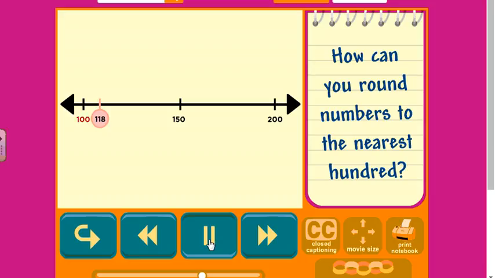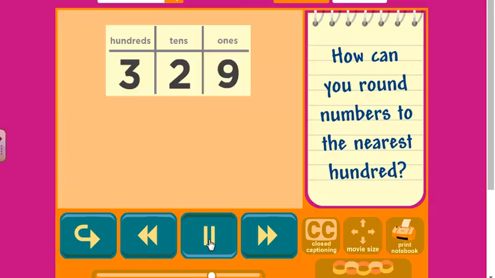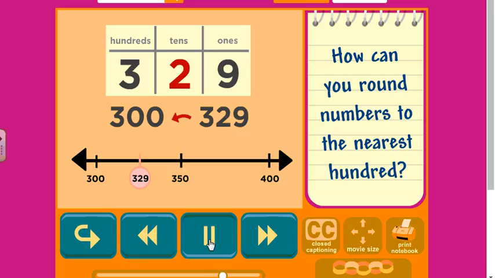118 is between 100 and 200, but it's closer to 100. So when you round to the nearest 100, you round down to 100. This movie is about 100 minutes long. When you round to the nearest 100, look at the digit in the tens place to help you decide whether to round up or down. In 329, the digit in the tens place is 2. Since 2 is less than 5, you round down to the nearest 100. So 329 rounds down to 300.